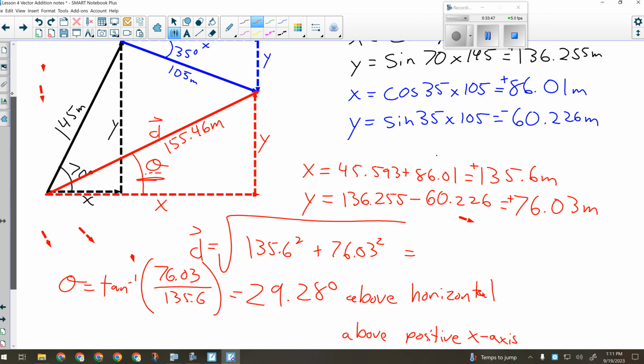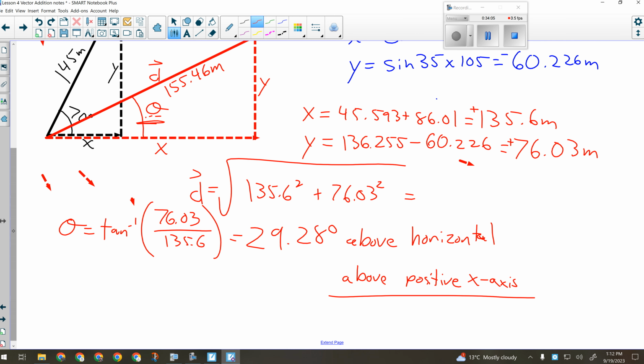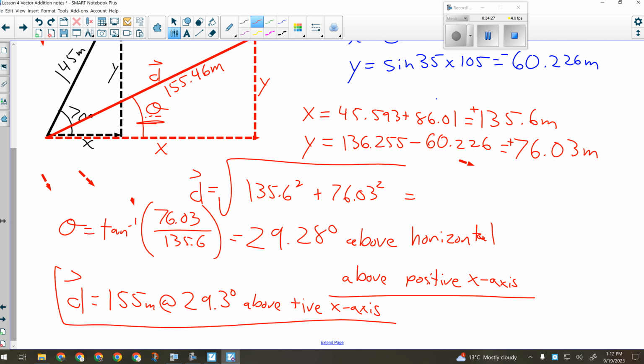All right, how many significant digits should my answer have? 3. Okay, everything in here had 3, right? 145 has 3, 105 has 3, both angles have 3, right? So my final answer should end up being this. The overall displacement is 155 meters at 29.3 degrees above positive x-axis. Is there another vector that could also be correct here?